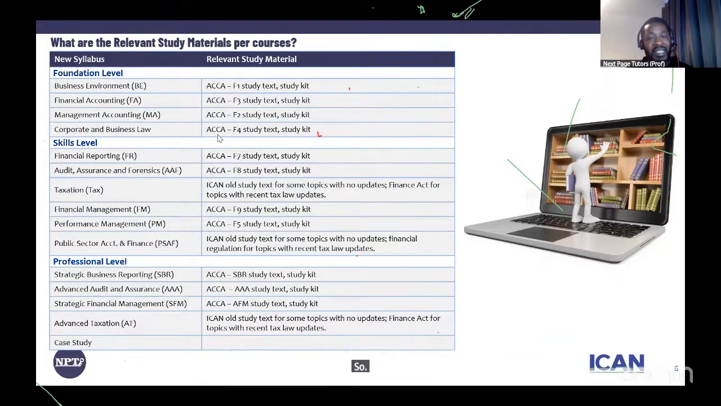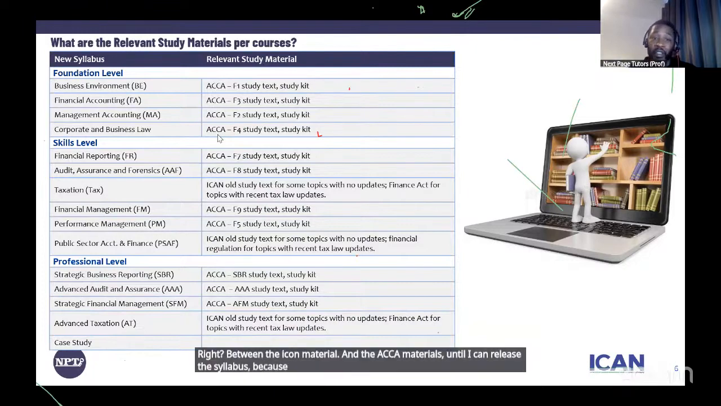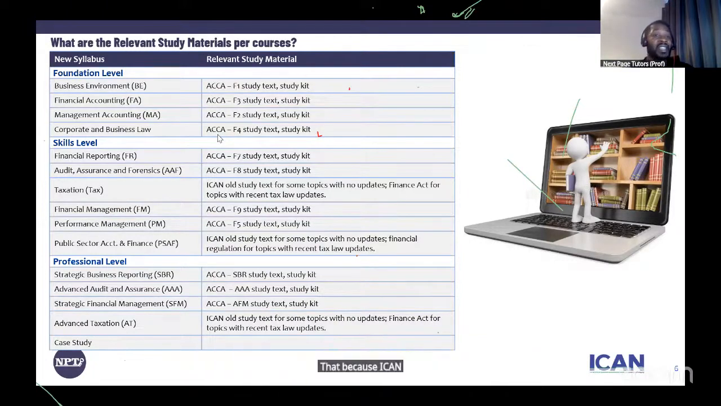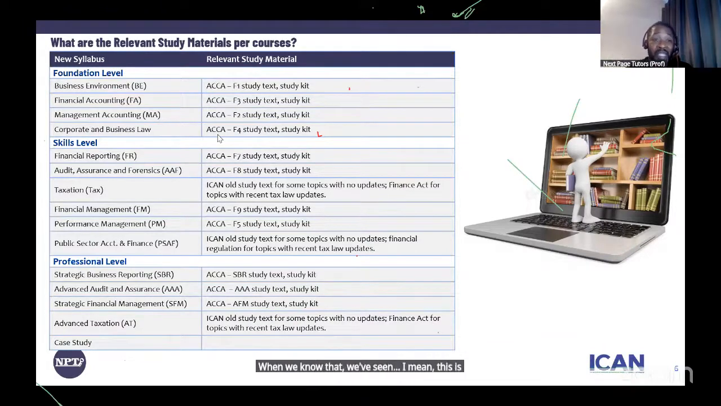So for the current diet, you will see us having that proper handshake between the ICAN material and the ACCA materials until ICAN releases the syllabus. Because we cannot tell you that because ICAN has not released the syllabus, we still continue to use the old syllabus. It's not possible. This is also coming from experience in the past. We've navigated a number of changes where the study text will probably not be released until a few weeks into lectures, or you are probably close to exam.